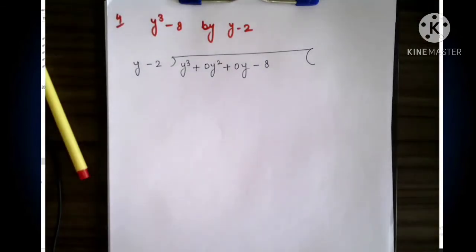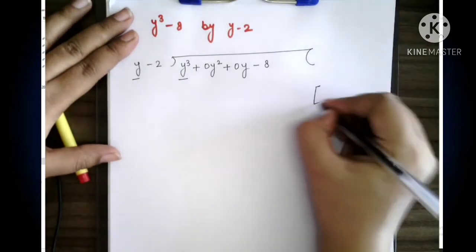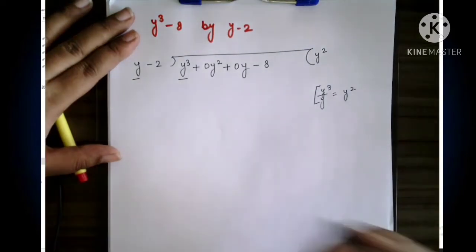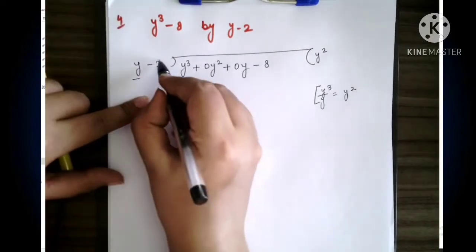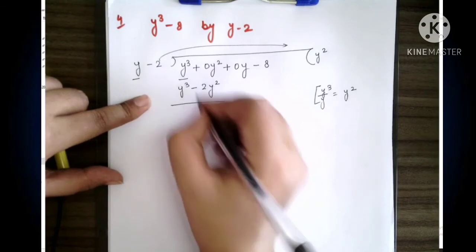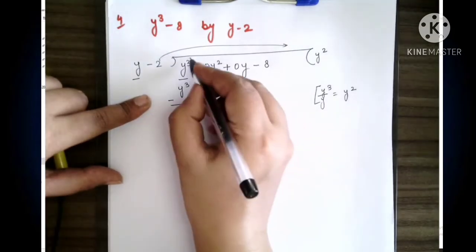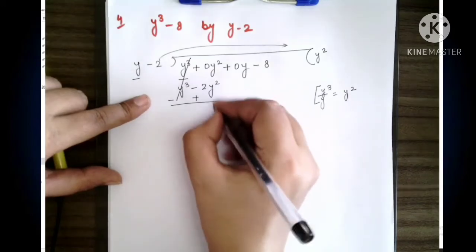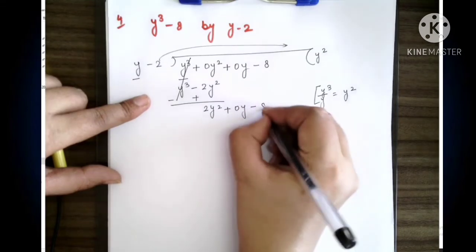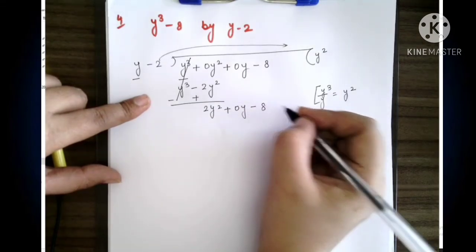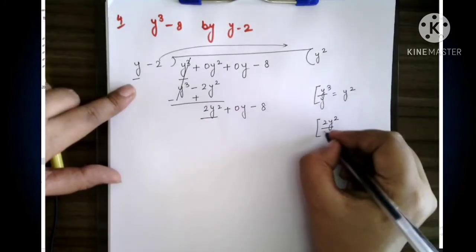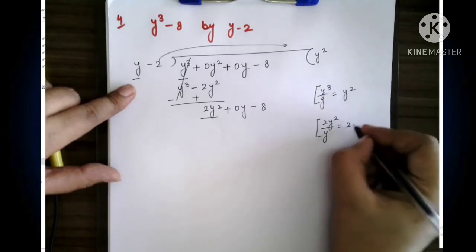Okay, same steps. First step, that is underlining, y cube by y, we get y square. Okay students, y square as it is, minus 2 multiplied with this one, 2y square, minus becomes plus, it is your minus, cancel. Okay, so you will see what has come: y square, it is your 2 plus 0y minus 8. Okay, same. Now first term divided by y, it is your 2y.